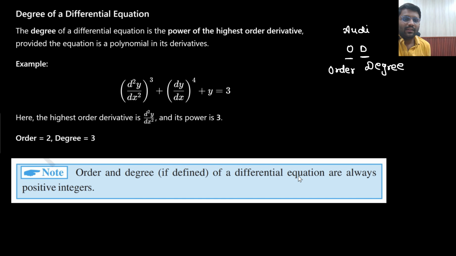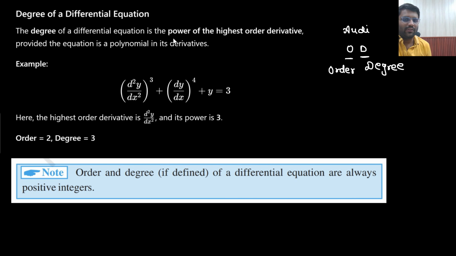Now sir, what about the degree? Whichever term has the maximum order, what is the power of that? Power is 3, so the answer is 3. Whichever term has the maximum differentiation, what is the power of that? So how will you read the definition?